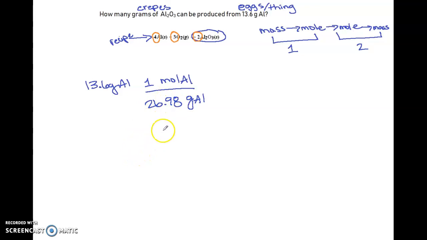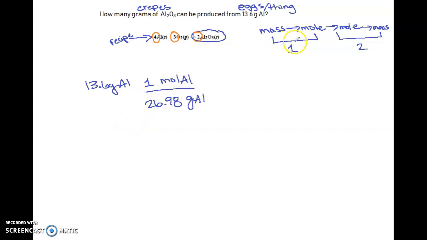If it has more than that, you can go ahead and round to 2 places, but don't limit your sig figs with your molar mass. So, of course, the question isn't at all how many moles of aluminum are in 13.6 grams of aluminum. This is about aluminum oxide.